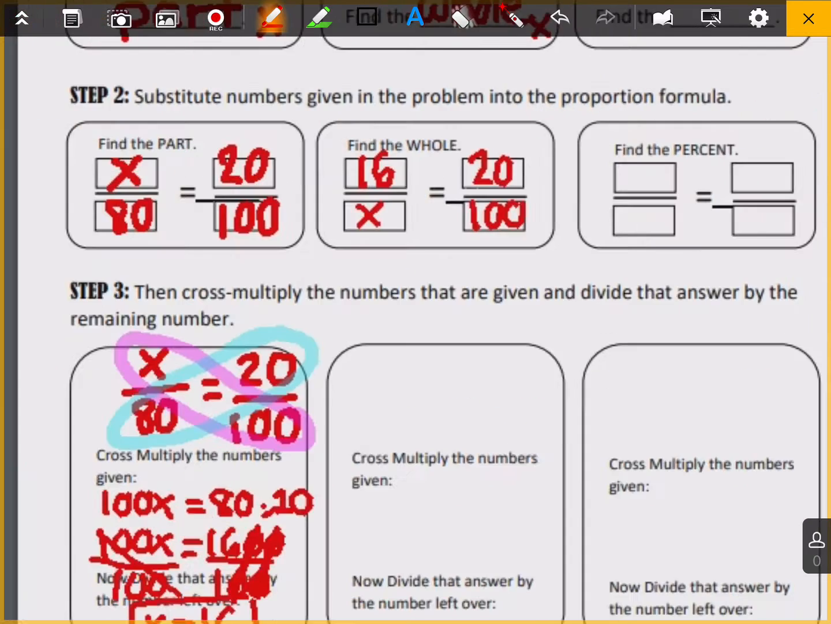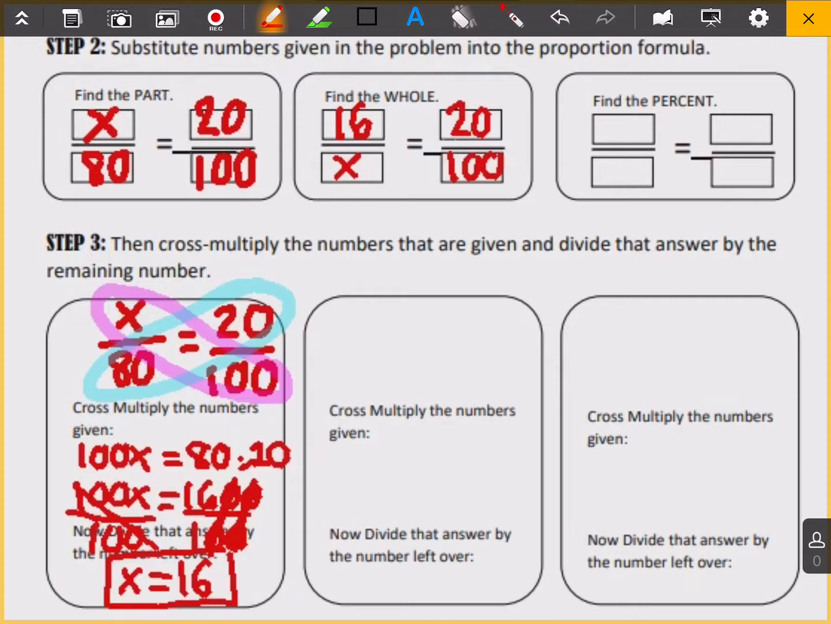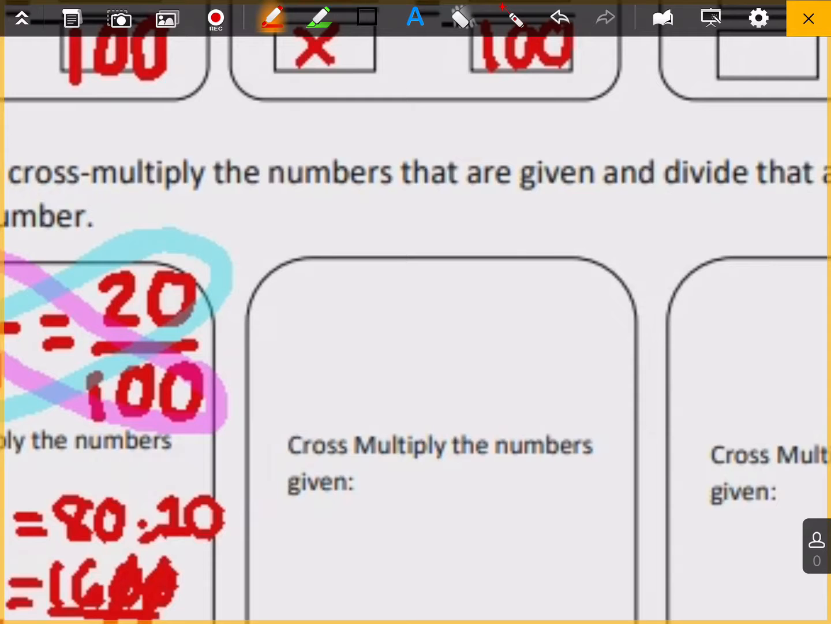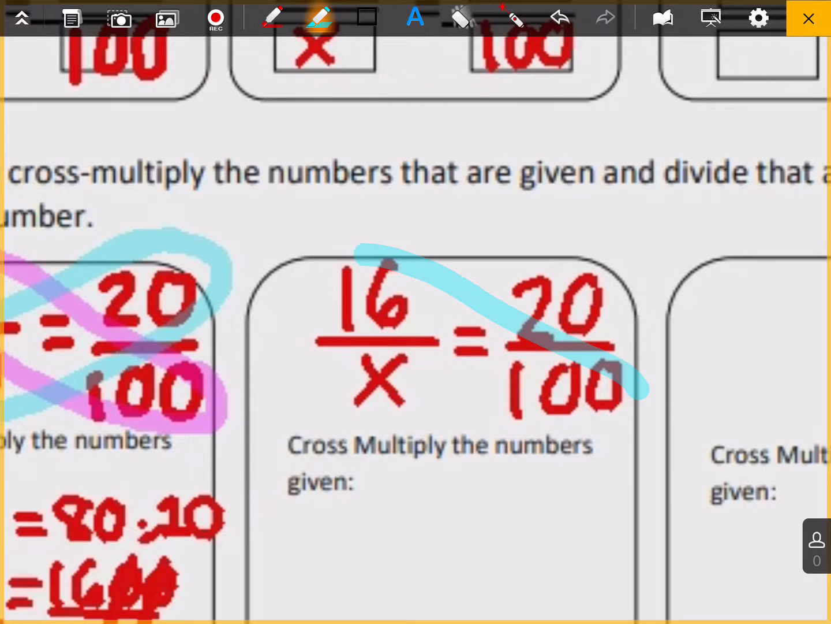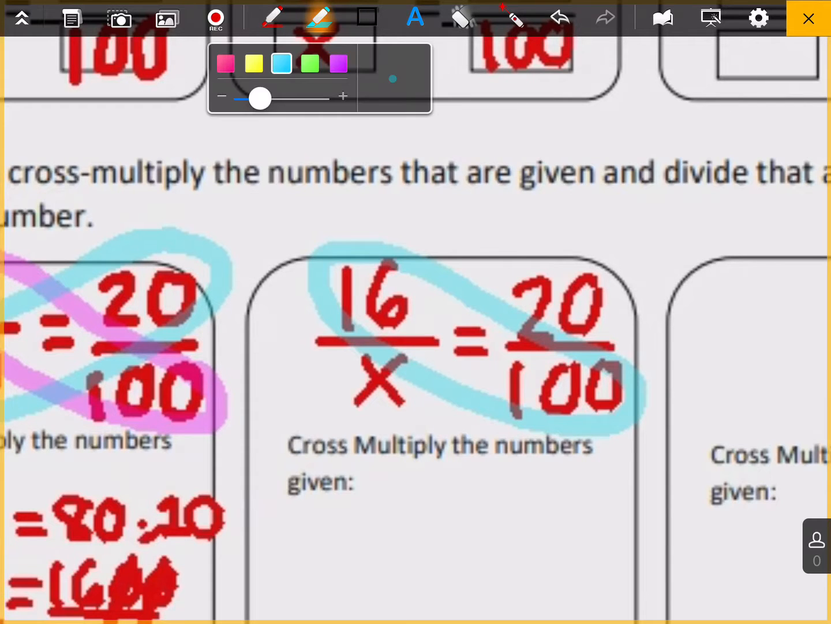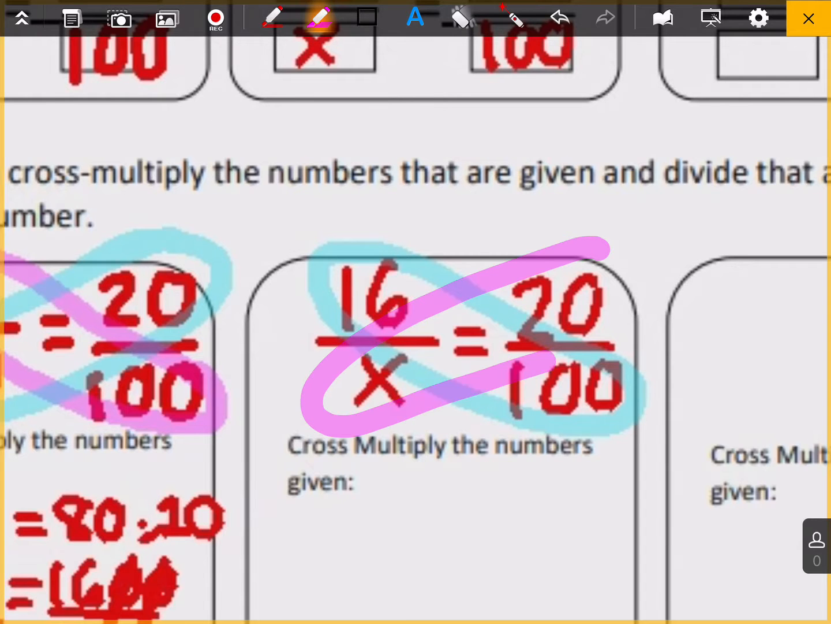Now that I've set up my proportion, I'm going to rewrite it down here so I can start the solving process by cross multiplying and then dividing. So I'm going to rewrite it. Our part was 16 over X equals 20 over 100. We're going to cross multiply. So I tend to do that one first, top to bottom, just a habit. And then we're going to do this one.